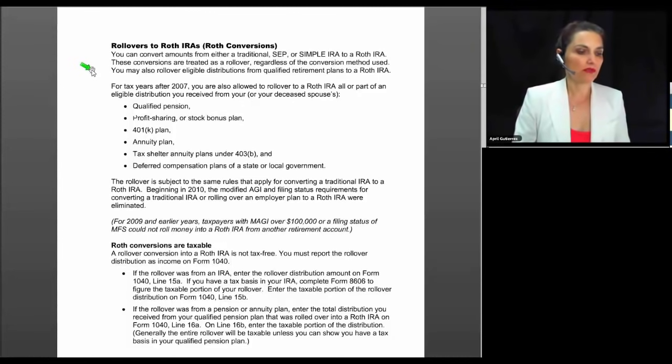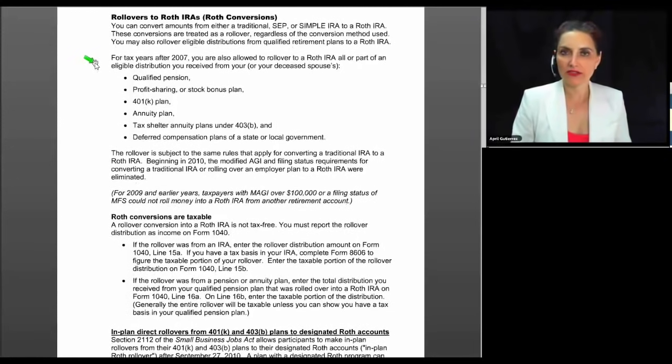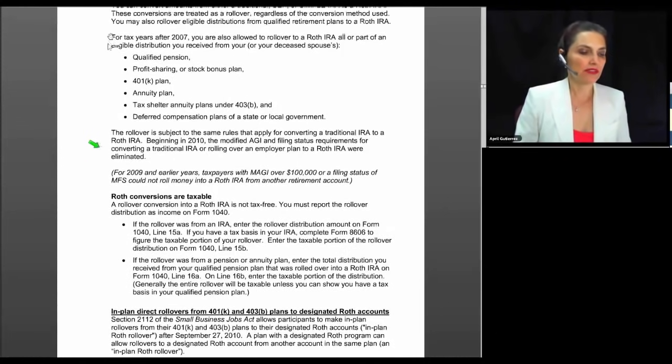You may also roll over eligible distributions from qualified retirement plans to a Roth IRA. For tax years after 2007, you are also allowed to roll over to a Roth IRA all or part of an eligible distribution that you received from your or your deceased spouse's qualified pension, profit sharing, or stock bonus plan, 401k plan, annuity plan, tax-sheltered annuity under 403b, or deferred compensation plans of a state or local government. So this is a rather significant rule.